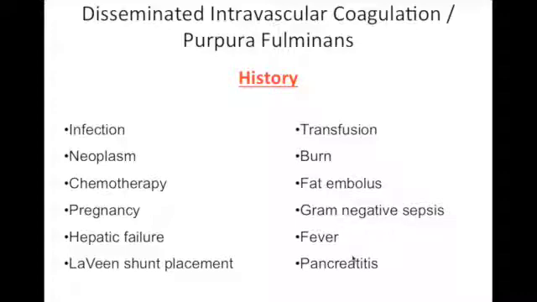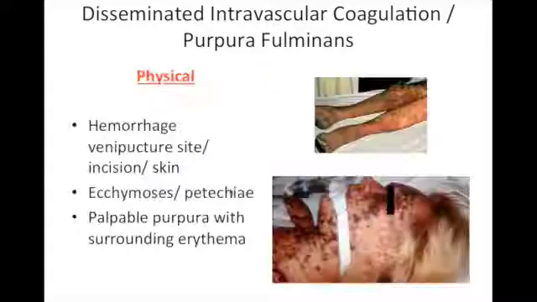DIC, or purpura fulminans. These patients have a history of illness. They usually tend to be sick. The infection, neoplasm, chemotherapy, pregnancy, hepatic failure, transfusion, burns, fat emboli, whatever it might be. They could be in the hospital and develop a procoagulopathic state. These patients will have hemorrhage at the venipuncture site wherever they get punctured or incised.